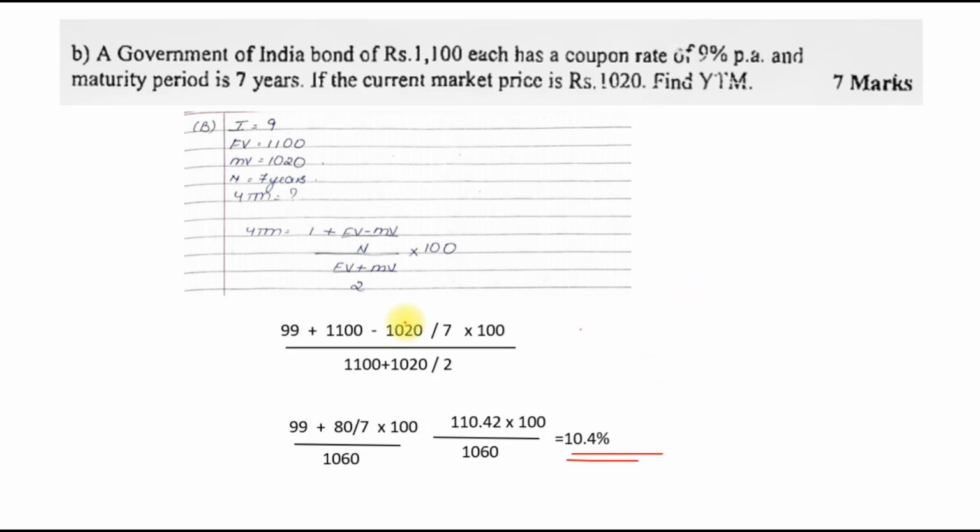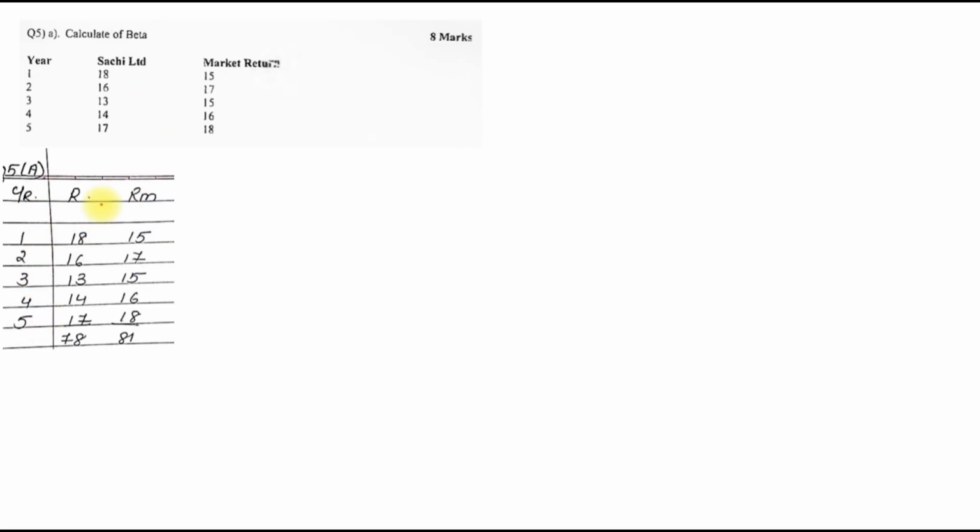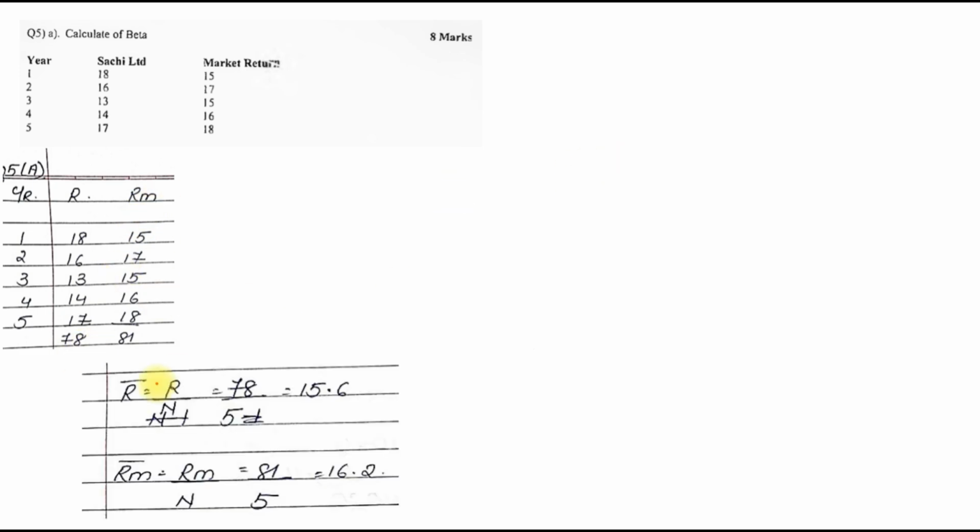Now the last question which was there in the paper: calculate beta of Sachi Limited. This also was on 5A May, where it was asked to find beta. First, we need to note down the year, the return, and the market return. Get the total. Once you get the total, we need R bar, that is 78 upon 5 and 81 upon 5. We get those values.